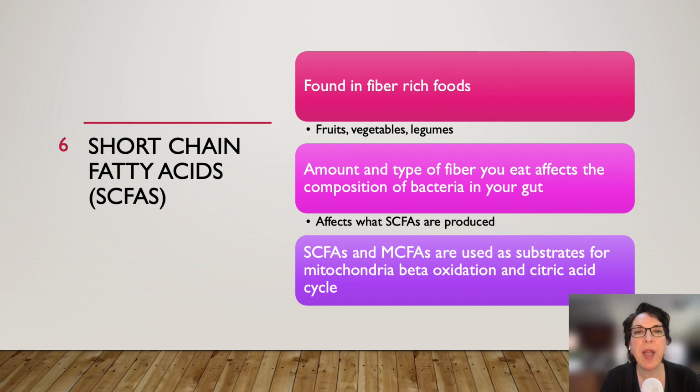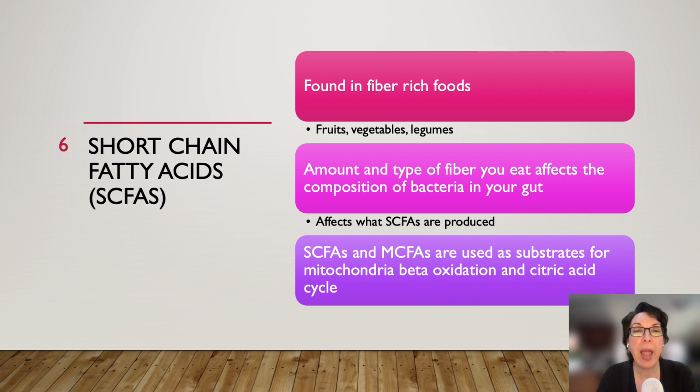Short chain fatty acids are found in fiber rich foods such as fruits, vegetables, and legumes. These are some of the foods that you saw in the last slide. One of the things you have to remember is the amount and type of fiber you eat affects the composition of the bacteria in your gut. And in turn, this affects what short chain fatty acids are produced. There are some bacteria that are more butyrate producing, or some that are acetate producing.